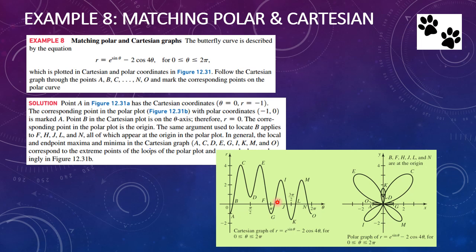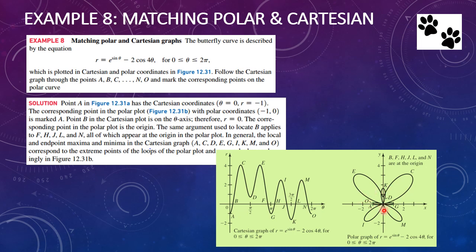And then the other points, C, D, E, G, I, K, M, and O, correspond to the extreme points of the loops. So you can see that C and E are roughly the same size. D is this little loop in there. Then we have G over here. D is this little loop.